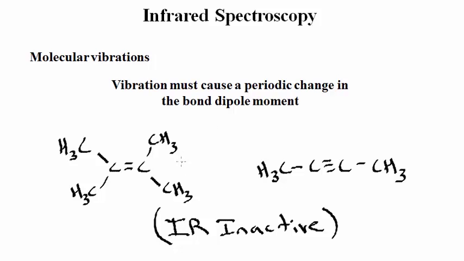So these two molecules, 2,3-dimethyl-2-butene and 2-butyne, are IR inactive.